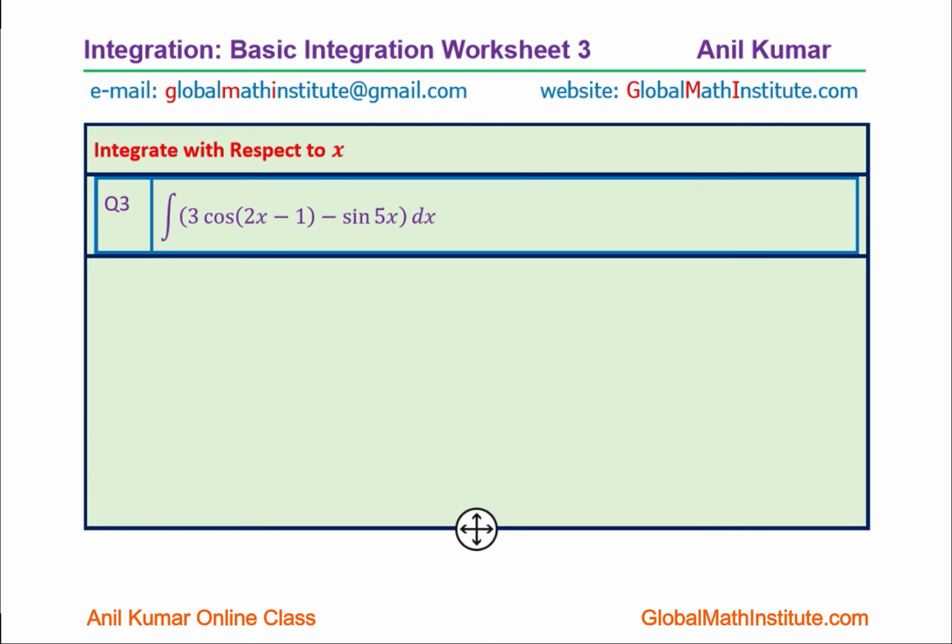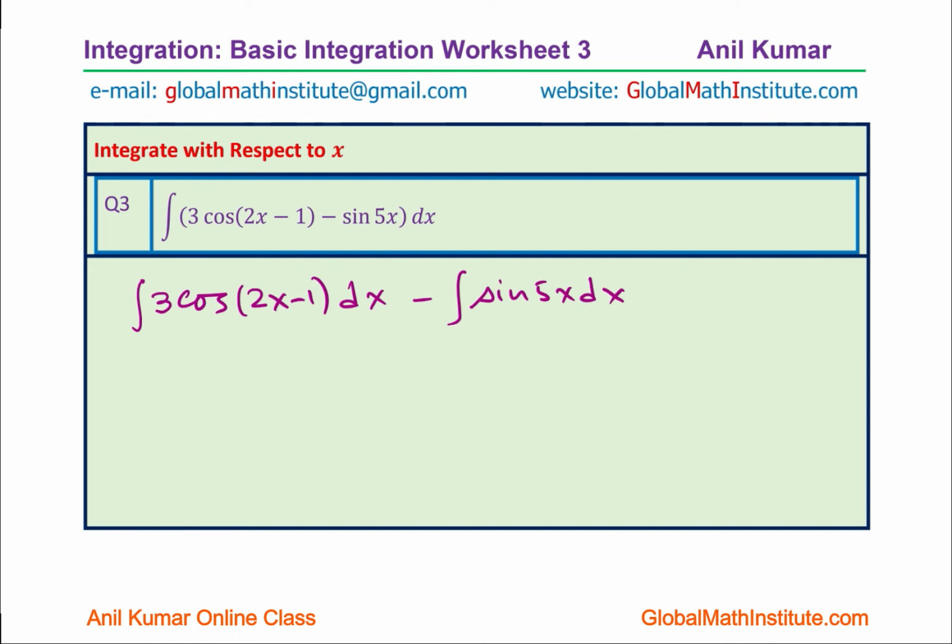So let's move on and take the next question, which involves sine and cosine. Now let's rewrite the question, which is 3 cos of 2x minus 1. We can write them separately, right? Split them apart like this, correct? No problems. So that is using the rules of integration. When you're adding and subtracting, you could do them separately and then add the integrals, correct?